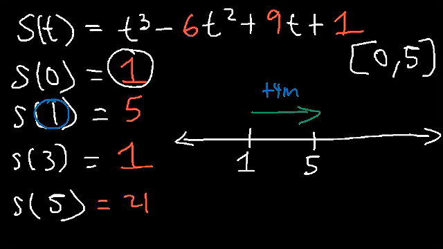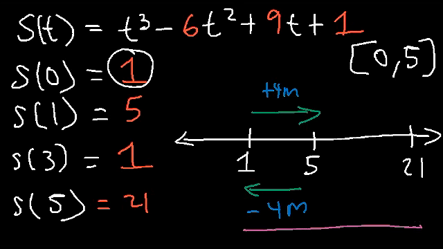Now, from 1 to 3 in the next 2 seconds, the particle traveled 4 meters back to the left. It might be feet, could be yards, but we're going to use meters. So the displacement is negative 4. Now, between t equals 3 and t equals 5, it changes direction again. It goes to position 21. So it travels from position 1 to position 21. So if you do 21 minus 1, that's a change or a displacement of 20.